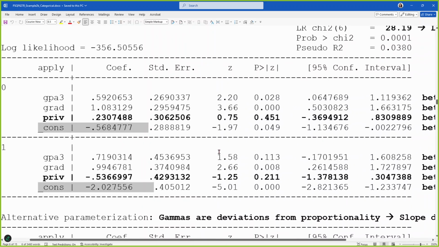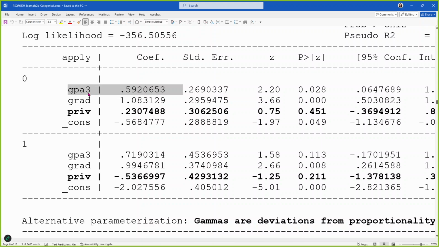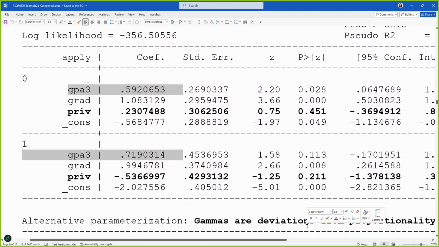So for instance, zooming in here, GPA in the first submodel is 0.59. So for every unit higher GPA, the logit of answering 1 or 2 instead of 0 is higher by 0.6. So I'll say that again. For every unit higher GPA, the logit of answering 1 or 2 instead of 0 is higher by 0.6. But then down here, looks like it's a little bit bigger. If I want to predict a 2 instead of a 0 or a 1, then for every unit higher GPA, that logit of a 2 goes up by 0.72.